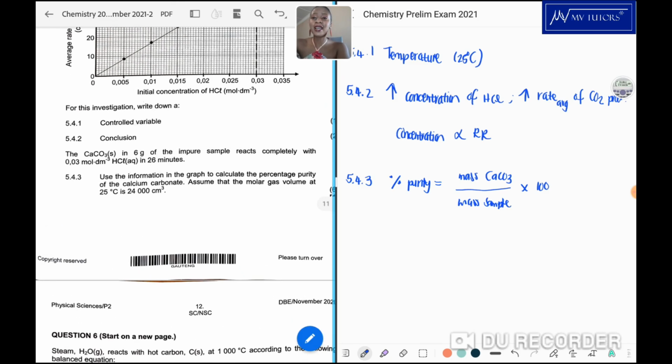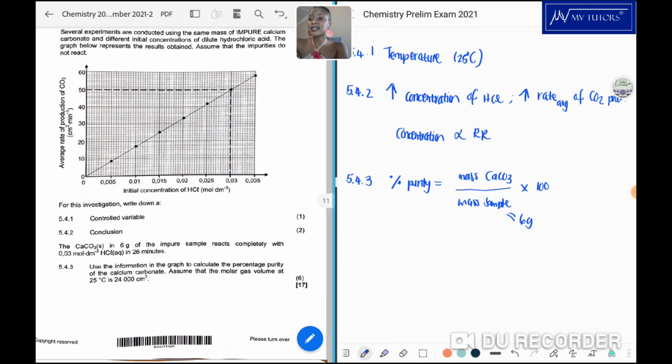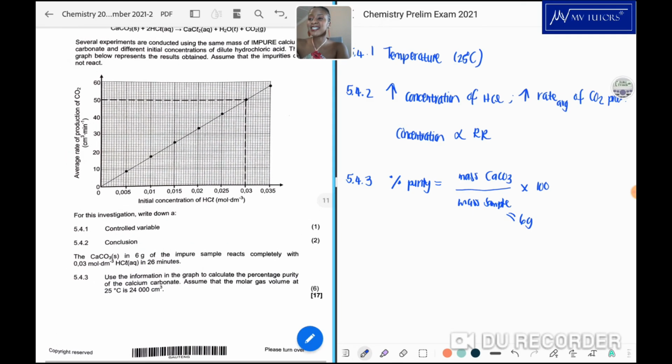Okay, so let's see, we have the mass of the sample already, so that's sorted. Now we need to get the mass of calcium carbonate. So let's see on the table what we can get and also what they have given us, what we can do with it, and let's calculate this percent purity.